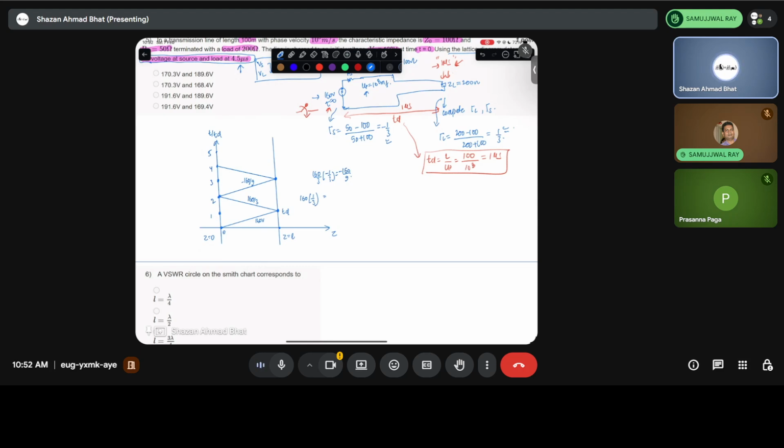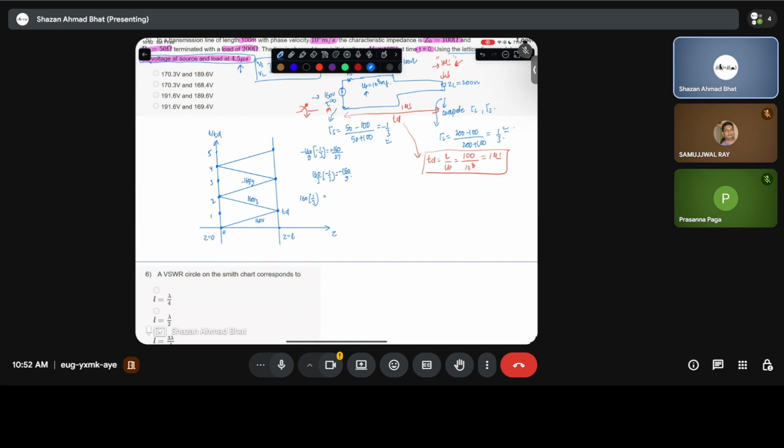Okay, let me just continue. Maybe it's a mistake. So it will be reflected, and it will reach the source end in 4 TD. Again, it will be reflected from the source towards the load end. And how much will be the value? It will be minus 160 over 9 into minus 1 by 3, which will be plus 160 divided by 27.